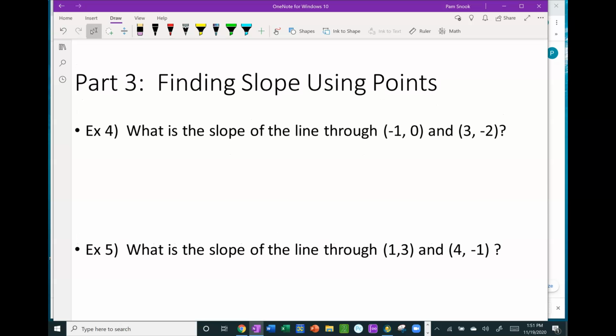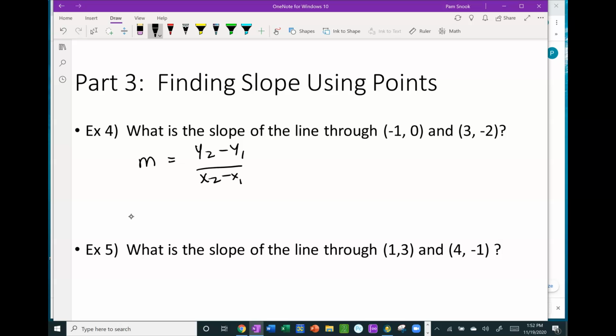Part 3. So what if I don't give you a graph at all? So you can't count boxes. That leaves you only one choice, and that is to use the coordinates. And there is a formula that you can use, which is slope equals y2 minus y1, that's your change in your y, or your rise, over x2 minus x1, and that's the change in your x's, or the run.